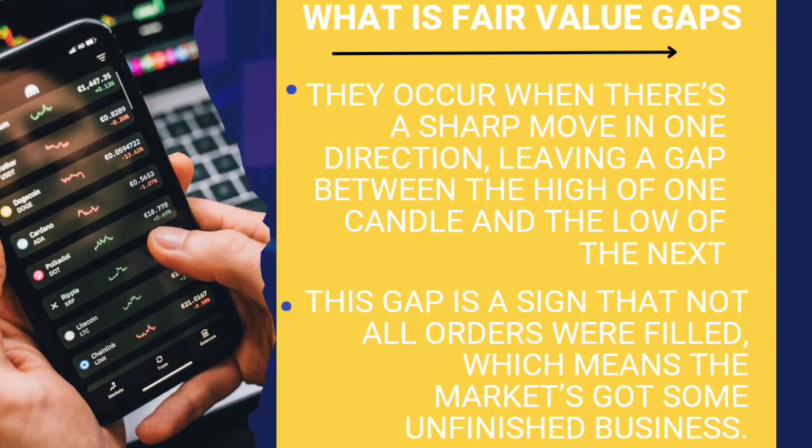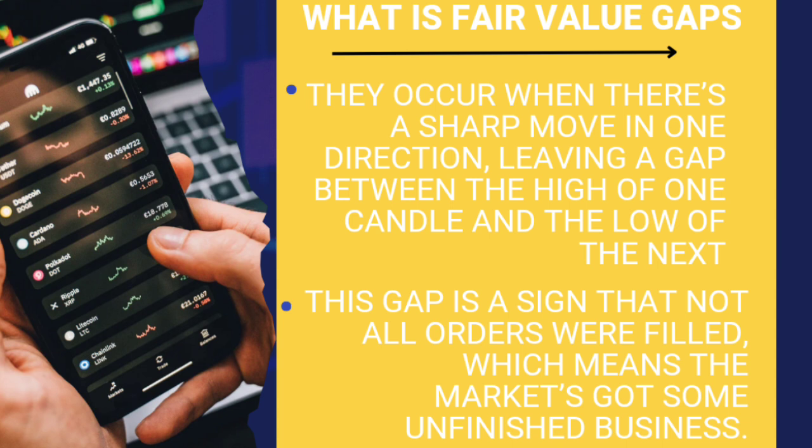Section 3. Fair value gaps. Now let's talk about fair value gaps, or FVGs. Fair value gaps are like the potholes on the road of the market. They occur when there's a sharp move in one direction, leaving a gap between the high of one candle and the low of the next. This gap is a sign that not all orders were filled, which means the market's got some unfinished business. In SMC trading, we expect price to go back and fill these gaps, kind of like the market's way of saying, "Oops, let me fix that real quick."